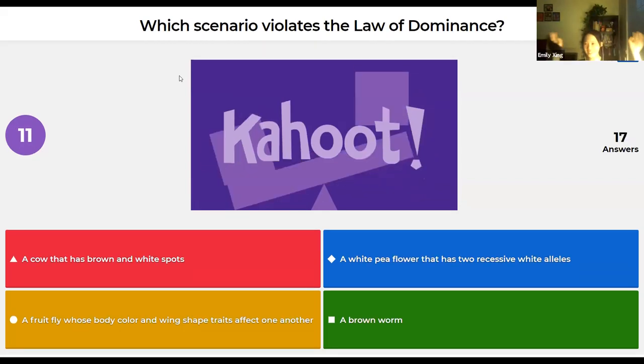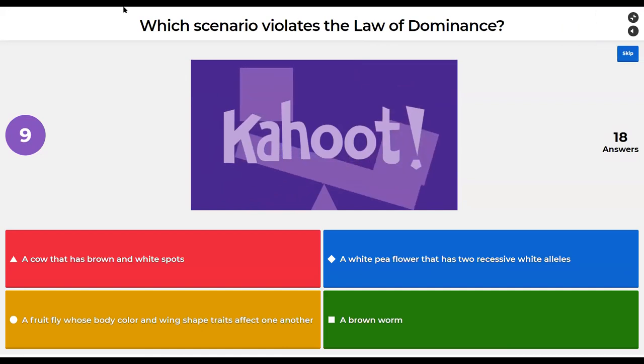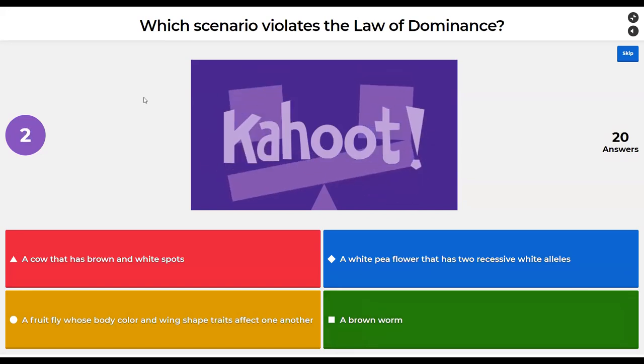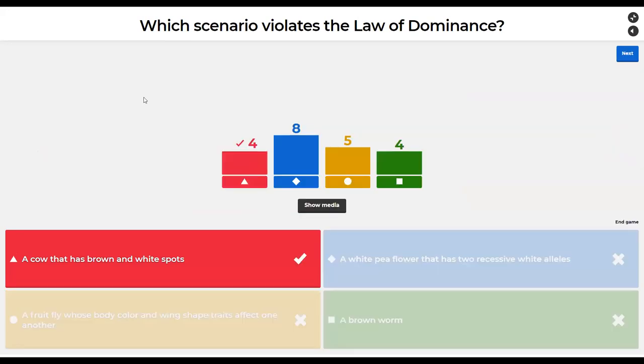A brown worm violates the law of dominance. Well, isn't that just. Absolutely. I mean, I don't remember a single thing, so I could be wrong.